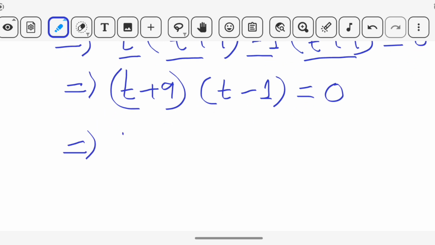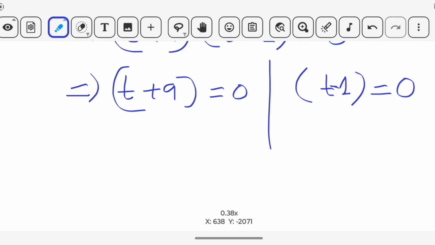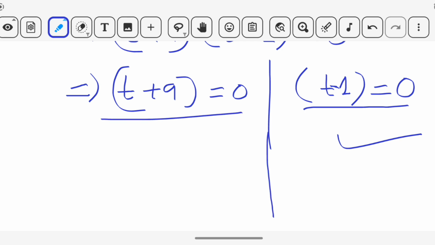So in that logic, either t plus 9 equals 0 or t minus 1 equals 0. Let's leave the t minus 1 part because it will not be a proper factor, so you have to use the quadratic formula to get the answer. So let's solve the first part only for convenience.